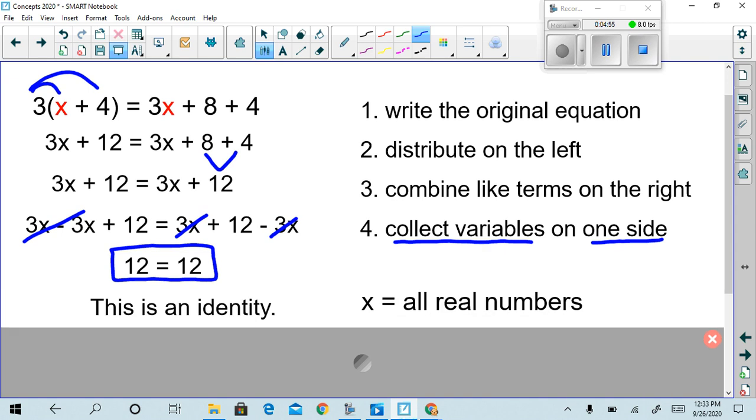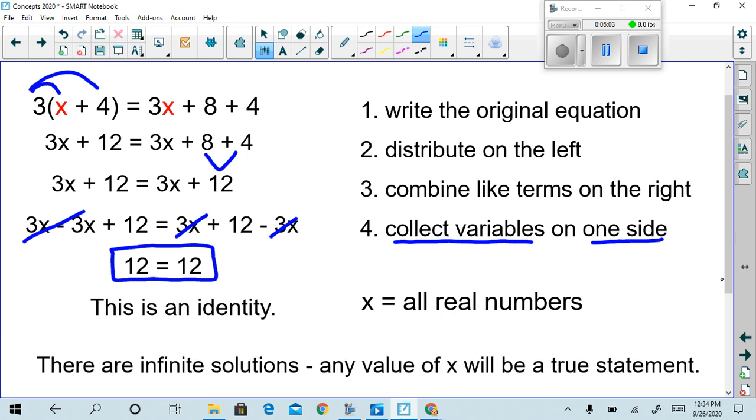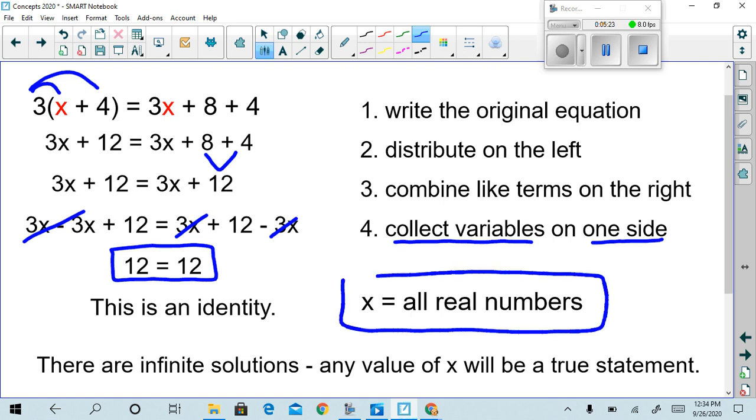What exactly does that mean? It means that all real numbers could be a solution. There are infinite solutions to this equation. I can pick 0, I can pick 10. Any value of x replaced in these two places will make a true statement. So as we're doing a multi-step and we see variables on both sides, it could be one solution, or it could be, in this case, all real numbers or infinite solutions.